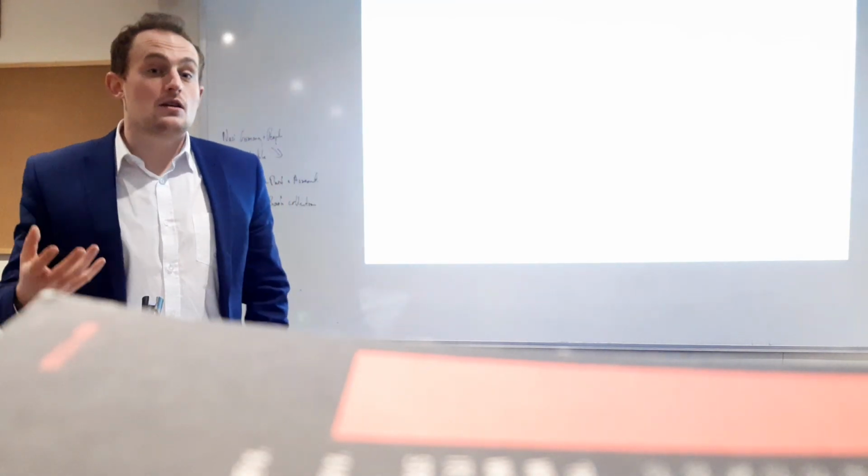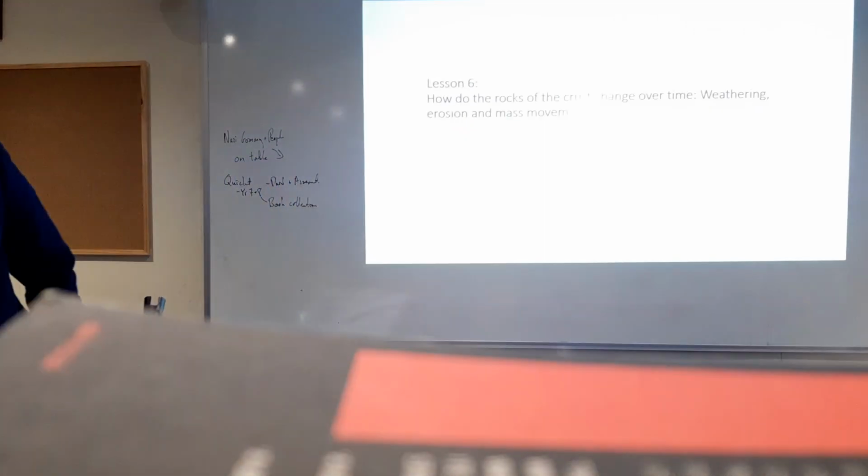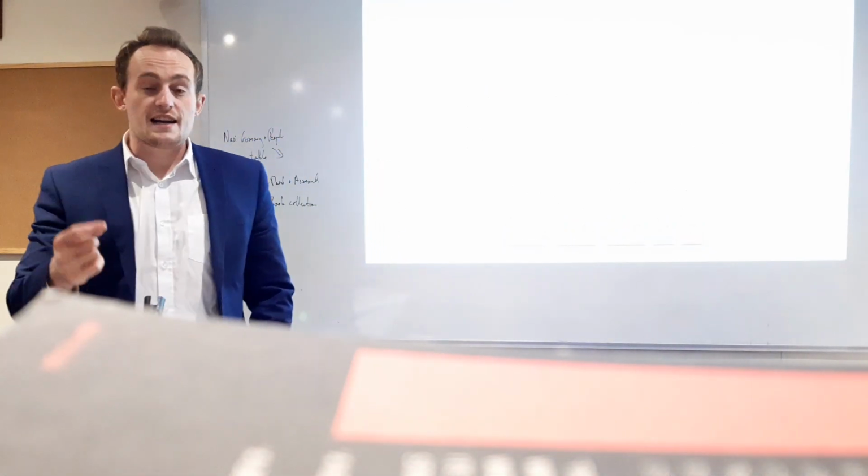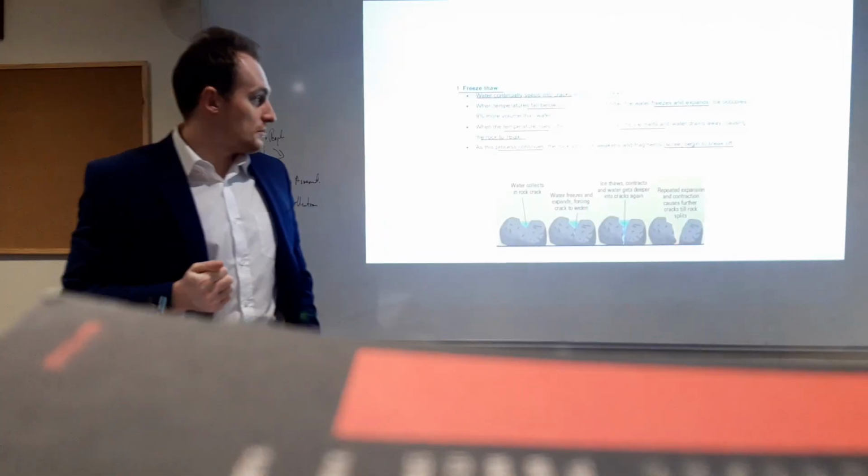So the first thing that we need to work out is what exactly is weathering. Now weathering is the breakdown of rocks on the Earth's surface, and it can take many different forms. There is something called physical weathering, and this is caused by the effects of changing temperature on rocks, causing the rocks to break apart.